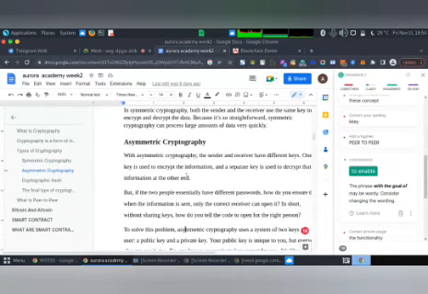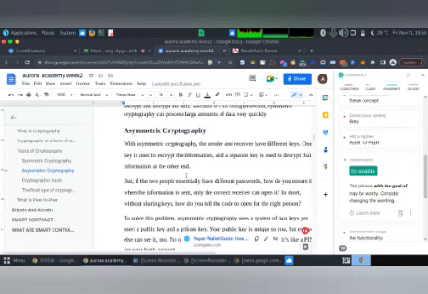Then we look at asymmetric cryptography. Asymmetric cryptography has two keys: we have the public and we have the private. The private key is used to encrypt this information, while the public key is used to open this information. And there is another importance of asymmetric cryptography.